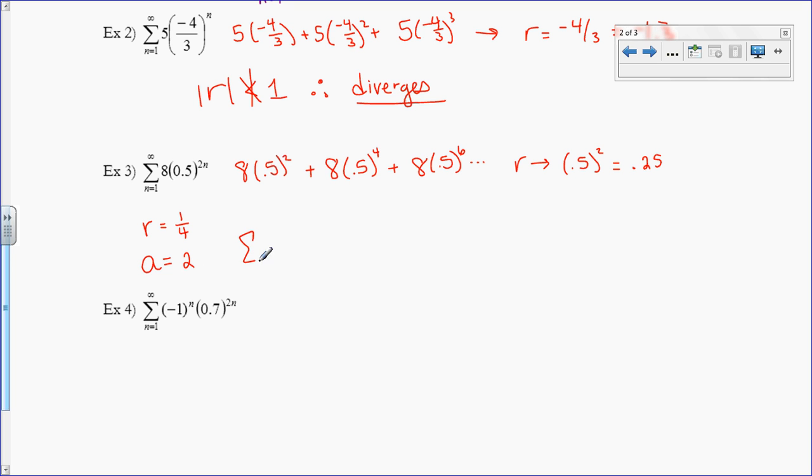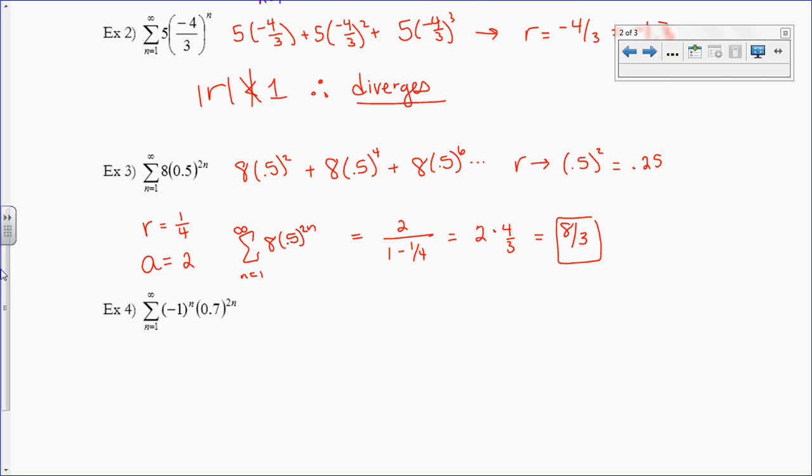So the sum of 8 times 0.5 to the 2n, n equals 1 to infinity, is a over 1 minus r. So this is going to be 2 times the reciprocal of 3 fourths, which is 4 thirds. 8 thirds is my sum.